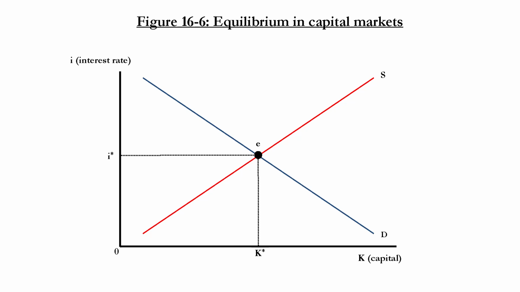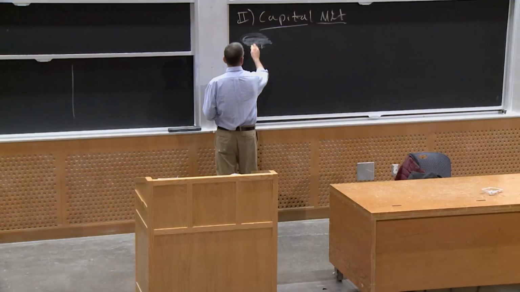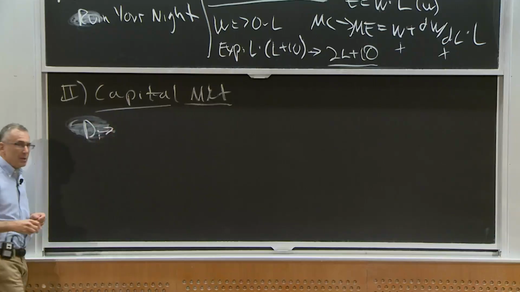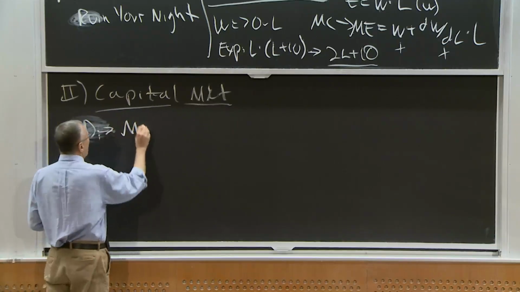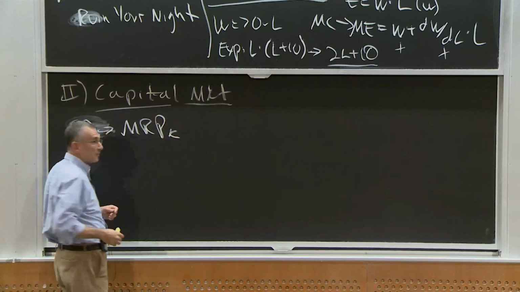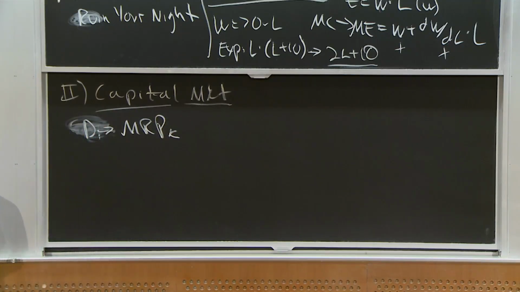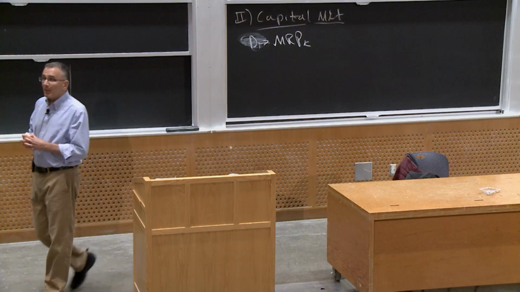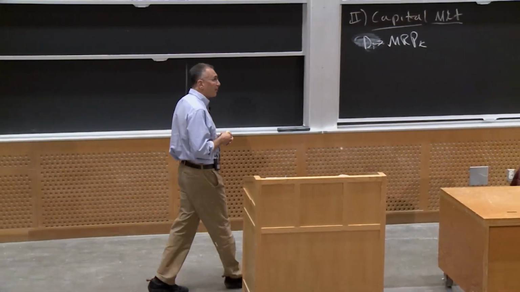Figure 16.6 is the capital market equilibrium. The demand for capital comes from the marginal revenue product of capital. Just like the demand for labor comes from the marginal revenue product of labor, the demand for capital comes from the marginal revenue product of capital.